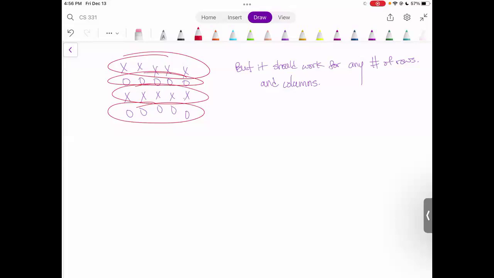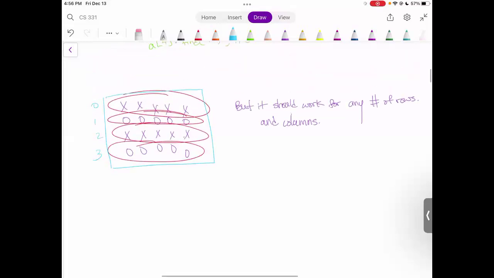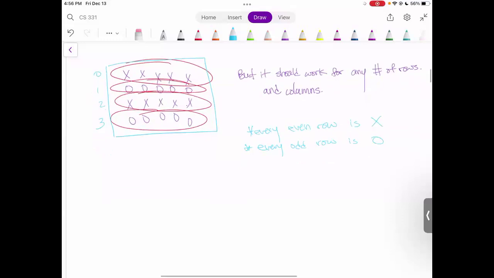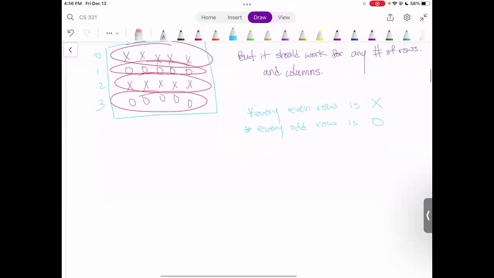So remember, these are sort of like arrays, right? Uh-huh. And they start at 0, 1, 2, 3. So every even row is X. Every odd row is O. And so that's very simple to say in code.